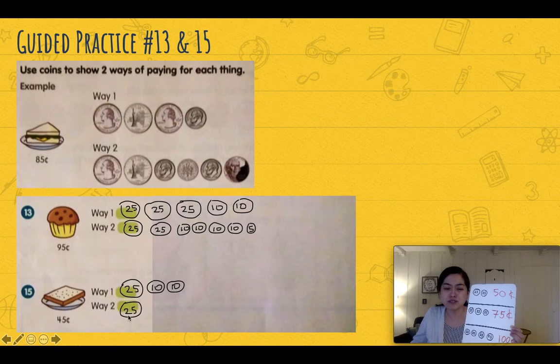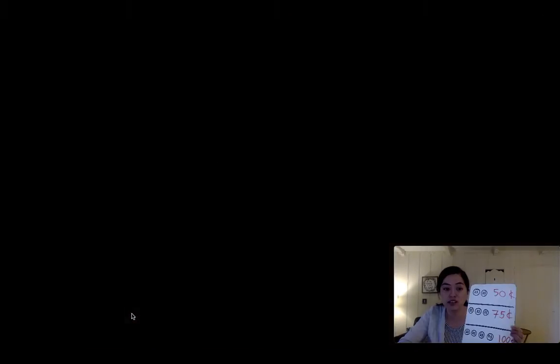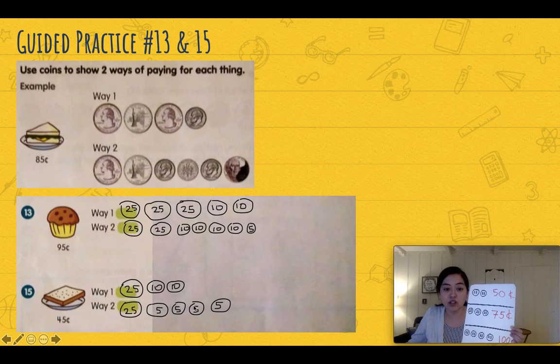Now my second way is I'm going to start with a quarter, and I'm going to use nickels, because nickels means I have to count by 5s. Okay, so 25, 30, 35, 40, 45. It's 45 cents here. Okay. And so paying with 1 quarter and 4 nickels or 1 quarter and 2 dimes makes 45 cents.